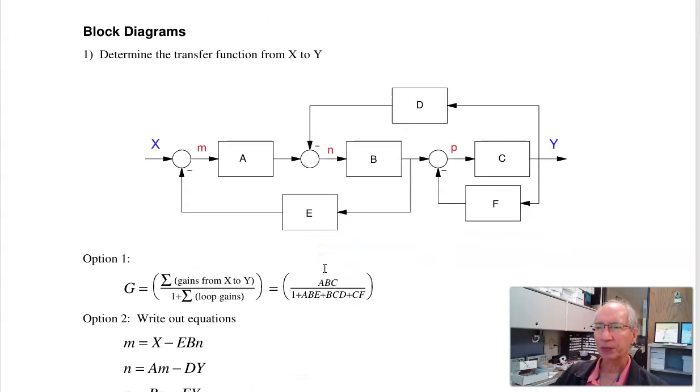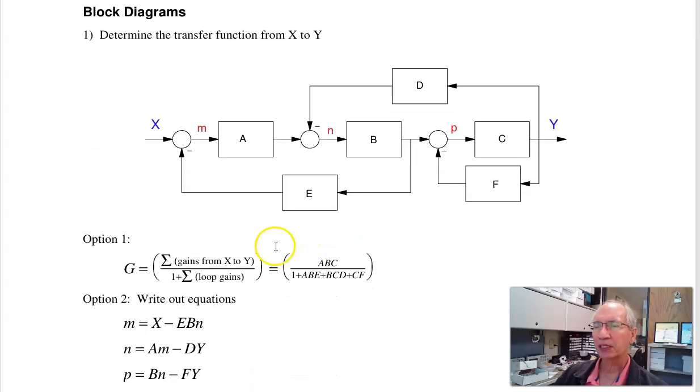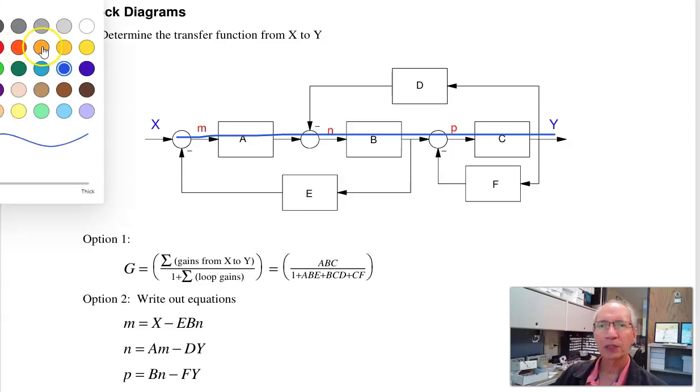Find the transfer function. There's a couple ways to do that. There's the shortcut and the long way. Let's start with the shortcut. The shortcut would just say the numerator is the gain from x to y, and here's the path. That's just ABC, over 1 plus the loop gains.